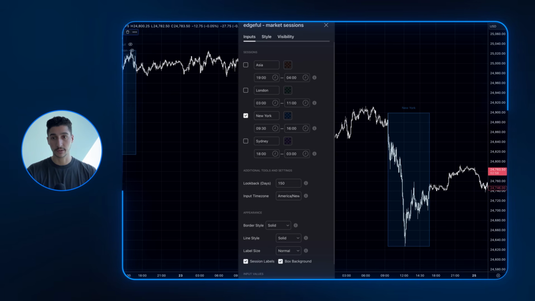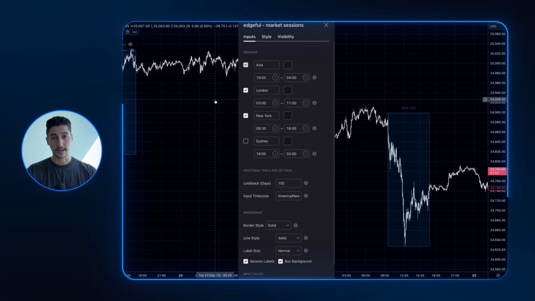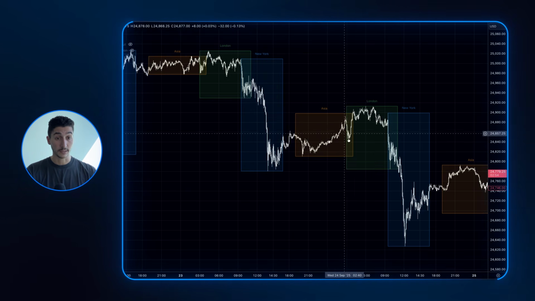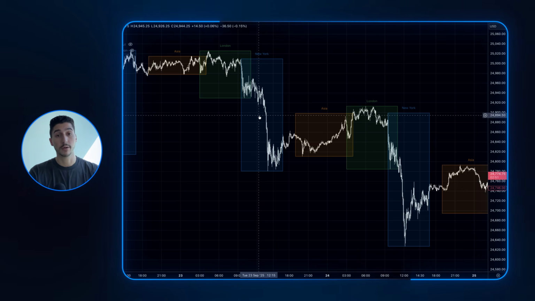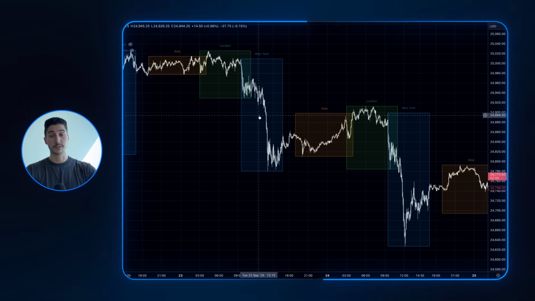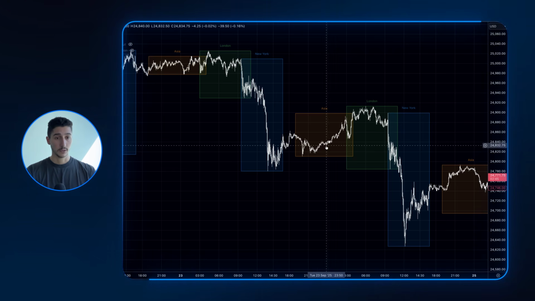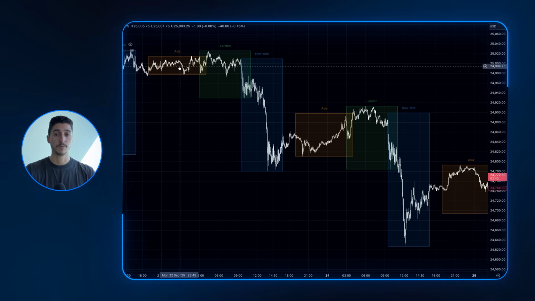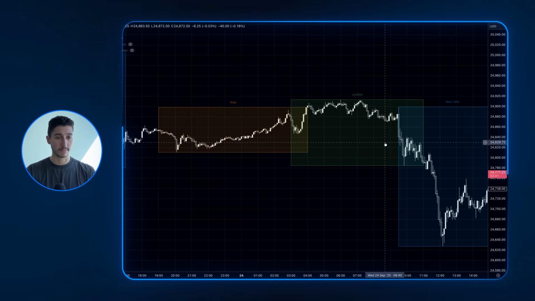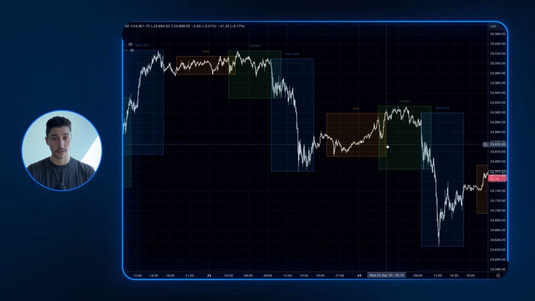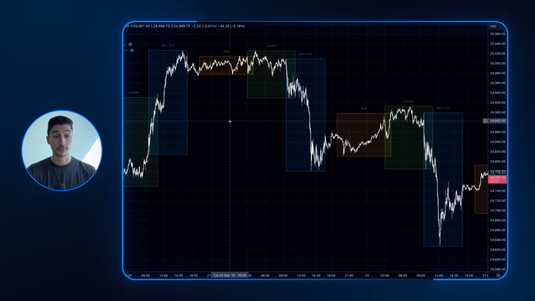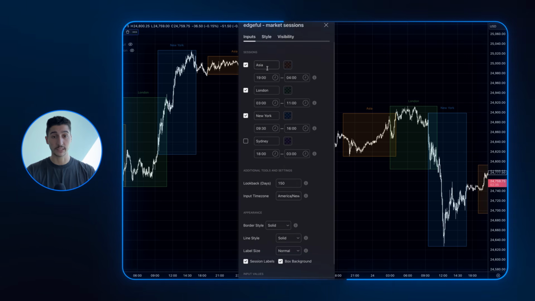So if you double click on it or go to the settings over here, you can actually plot the London and Asian sessions as well. So I know a lot of people like to see when price breaks London's range or sweeps Asia's low or high or whatever it is. You can see it right over here. Very, very simple on your charts every single day, automatically plotted for you. An extremely powerful indicator. I personally always have it on my charts.